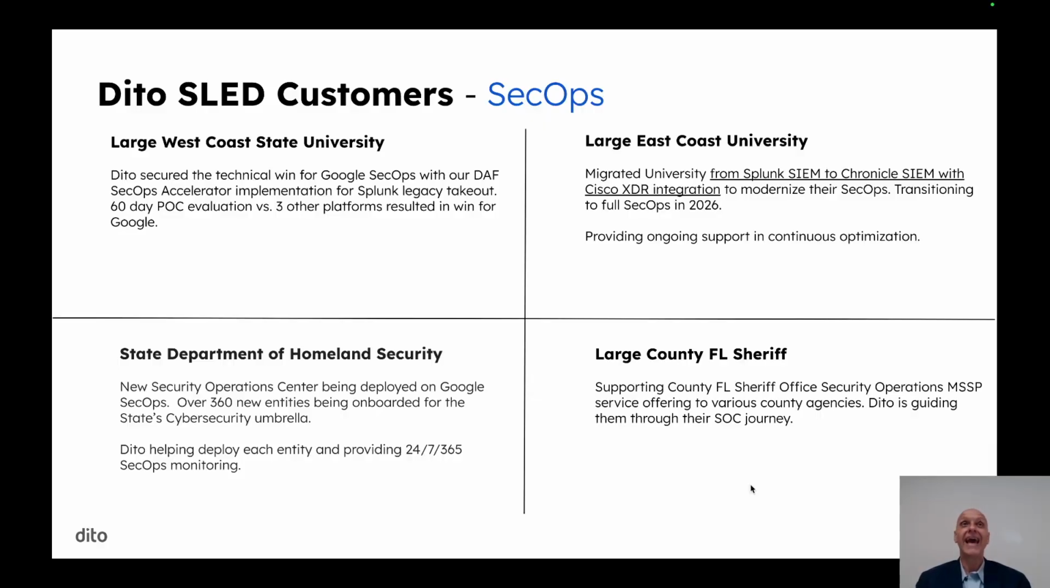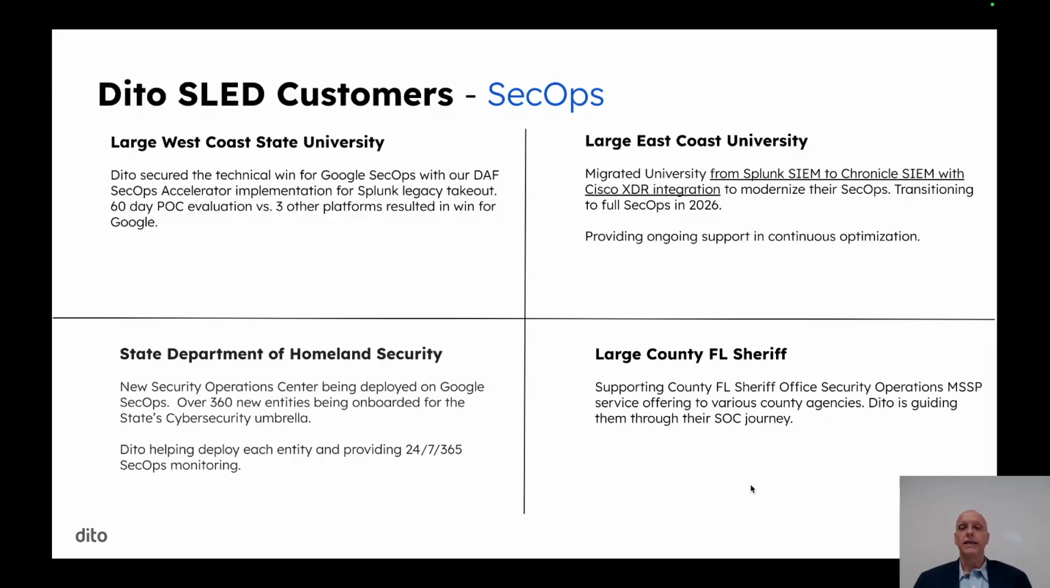To date, we work with a particular state's Department of Homeland Security, and we actually run their SOC on behalf of them on the Google SecOps platform to monitor their 360 plus agencies to ensure that their agencies are protected 24/7. And when you realize that at a state level, every agency is not standardized in terms of their IT and their capabilities, Google SecOps is able to achieve that level of sophistication.